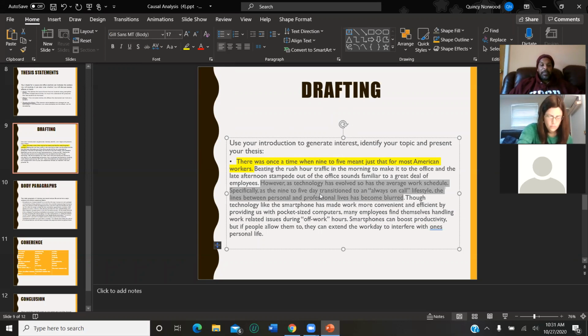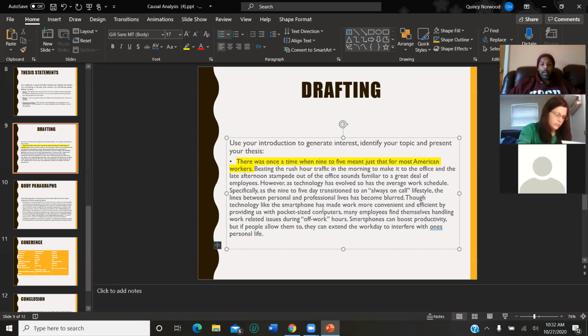All right. Specifically, as the 9 to 5 day transitions to an always on call lifestyle, the lines between personal and professional lives have become blurred. All right. Now the student, and here, we started off kind of general with our attention grabber, but it's getting more specific as the paragraph builds.